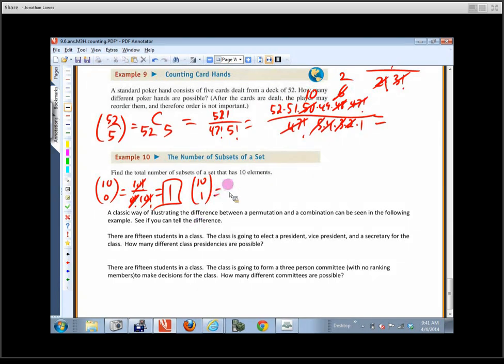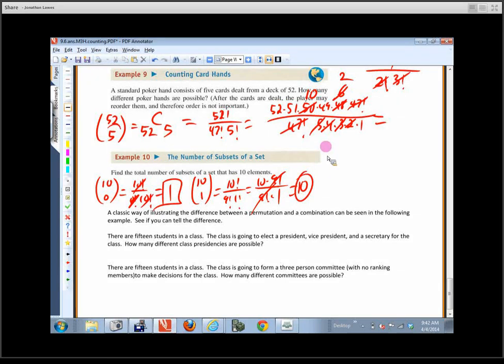So we expect the answer to work out to be 10. So this is 10 factorial over 10 minus 1 factorial. So that's going to be 9 factorial and 1 factorial. Remember, these are always going to add up to be that. So this is 10 times 9 factorial over 9 factorial, 1 factorial. Those cancel. 10 over 1, 10.